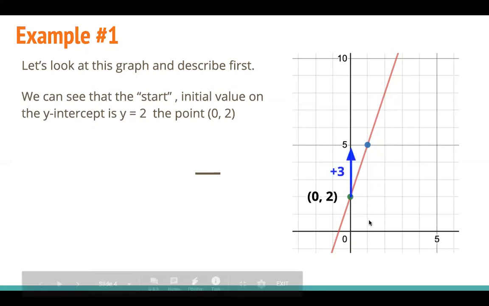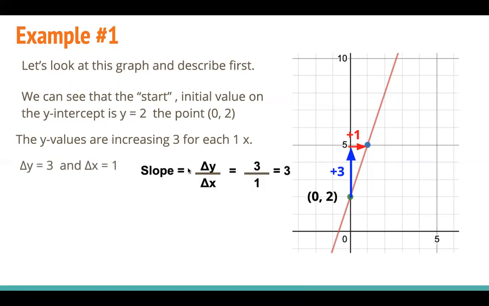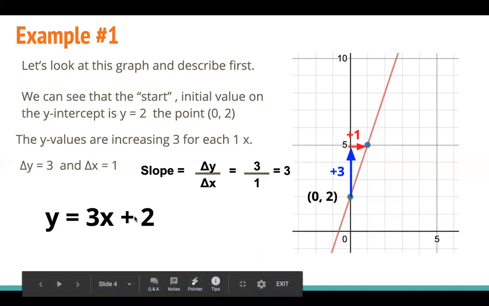The next thing we do is I'm going to draw a slope triangle. So to get to the next point, I see how far I go up. In this case, I go up 3, and how far I go over, plus 1. So that the y values are increasing 3 for every 1 x. So really delta y equals 3, delta x equals 1, and my slope would be 3 over 1, or just 3. Putting it together, I can write the equation that y equals 3x plus 2.